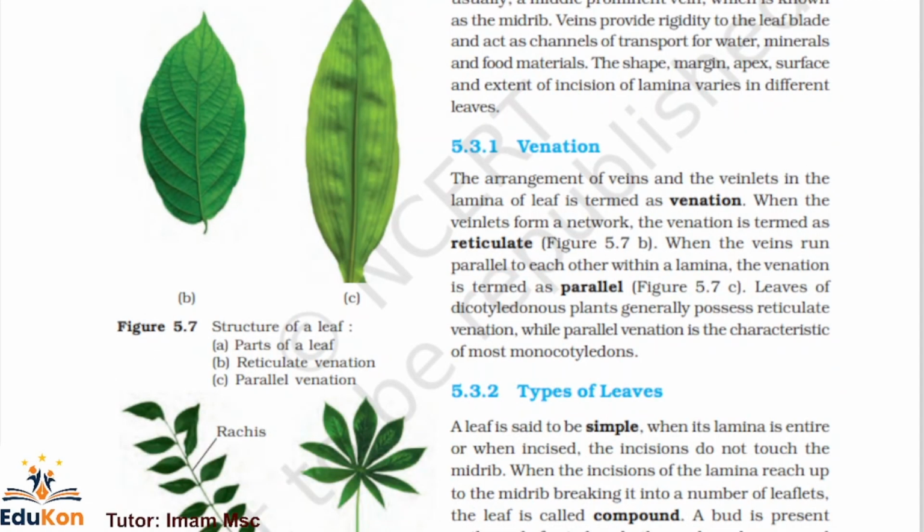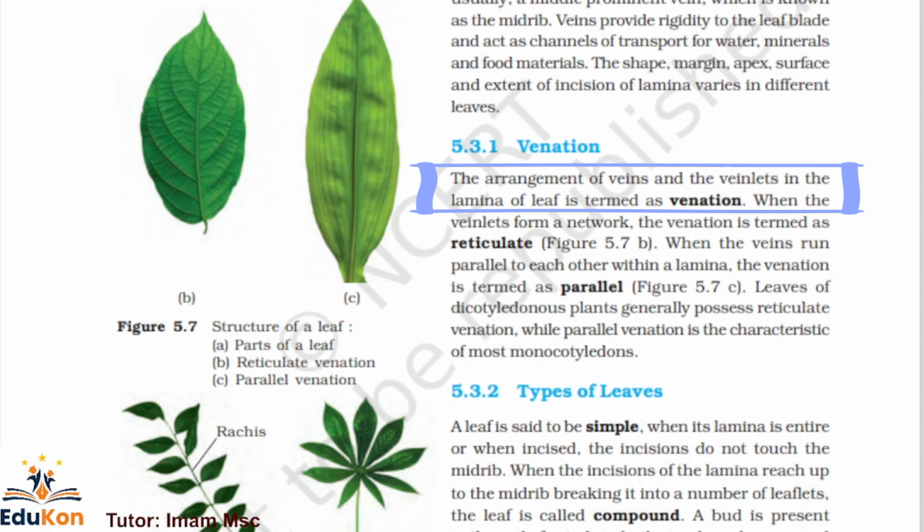Coming to venation, the arrangement of veins and the veinlets in the lamina of leaf is termed as venation. The central main vein, which is also called as midrib, and the lateral veins which are called as veinlets, together they are called venation. When the veinlets form a network, the venation is termed as reticulate. You can see both the examples here. We have two types of venation, that is reticulate venation and also parallel venation. So in reticulate venation, the veinlets form a network.